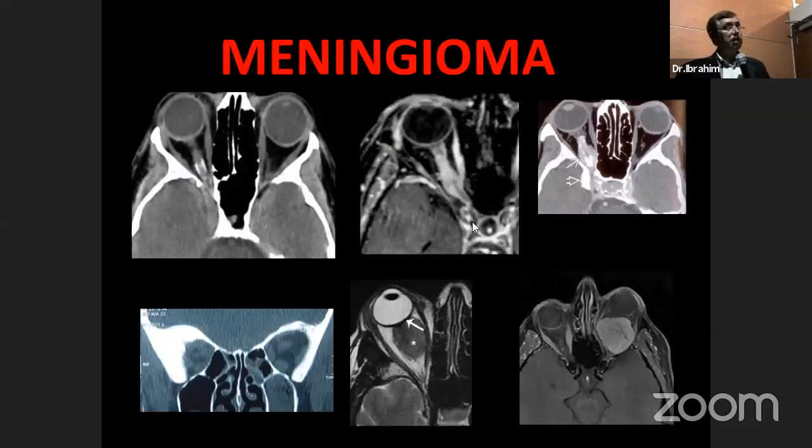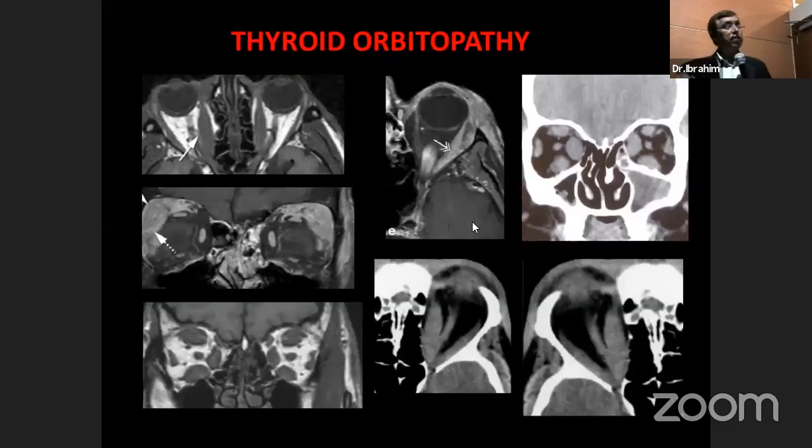Meningiomas, this is the easiest part or the simplest part. It's called the tram track sign, like tram line. This is involving the optic nerve, the sum nodules. This is a large tumor and so on. Thyroid orbitopathy, as if it has gone, it is not. We're still seeing thyroid orbitopathy with the muscles and the fibrous tissue being thickened.